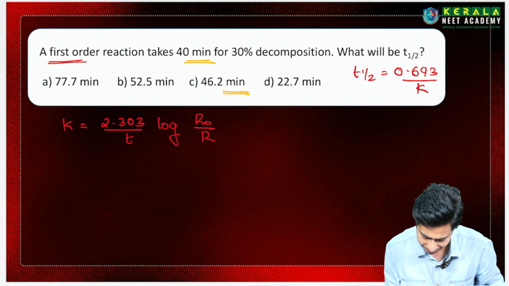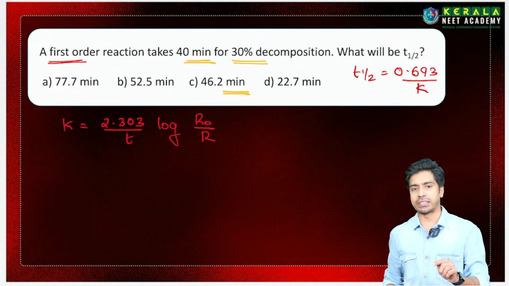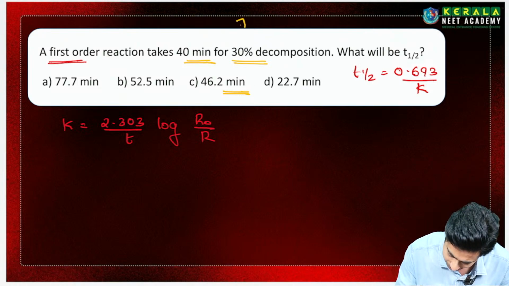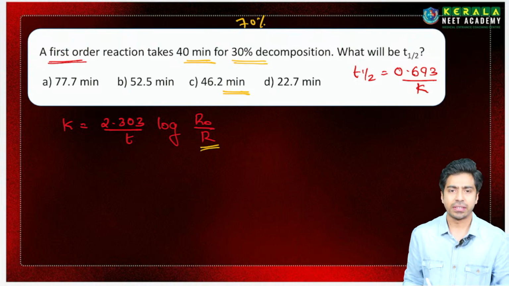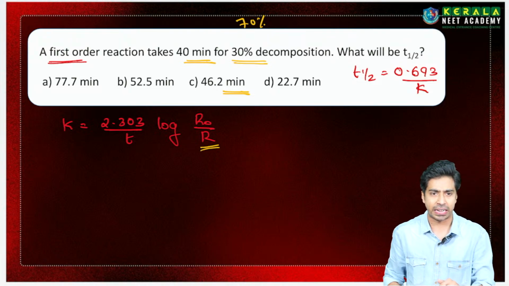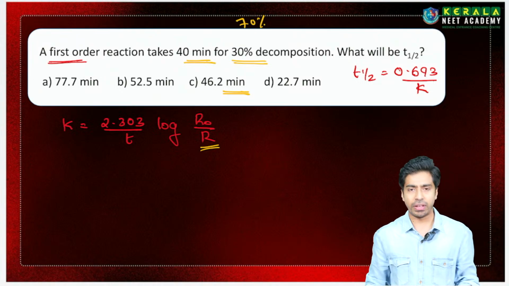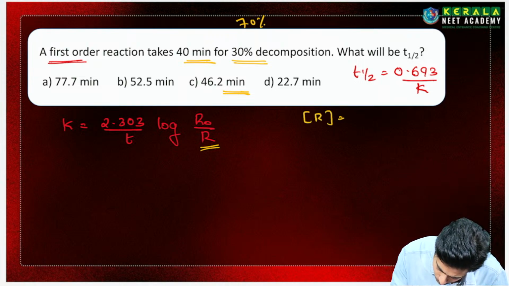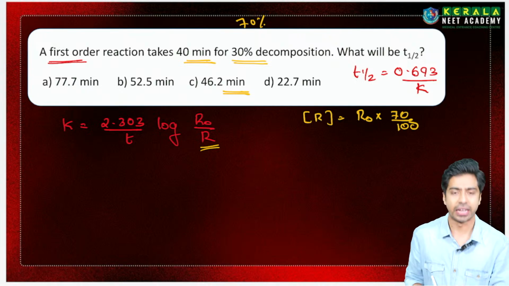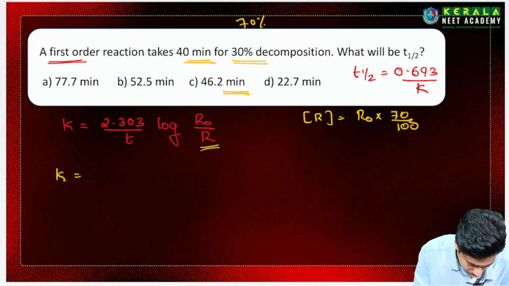A first order reaction takes 40 minutes for 30% decomposition. If 30% is decomposed, that means 70% will be remaining. Here R indicates the amount of substance present at time t. So when 30% is decomposed, you will have 70% remaining. So the value of R is equal to 70% of R0. You can write it like this.